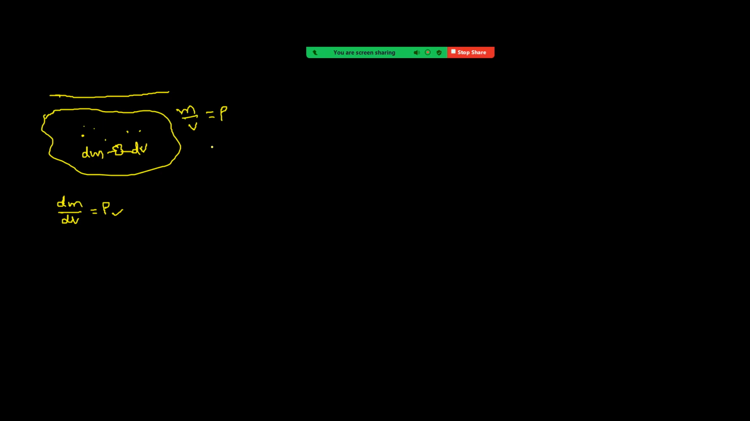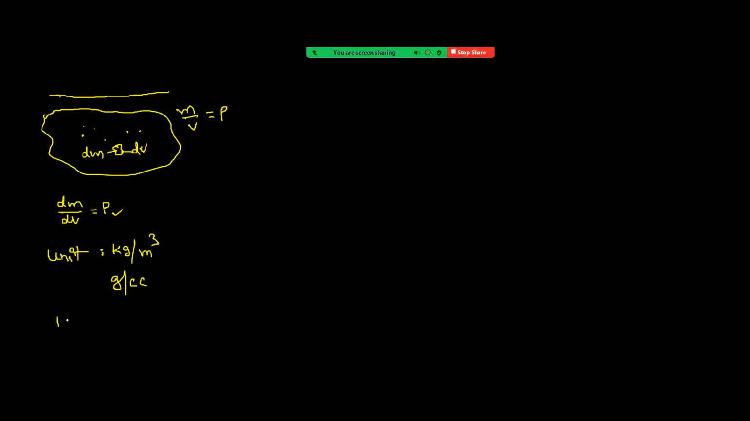And from this definition, we can say the units for density. It is mass upon volume. So it is kg per meter cube, or if you take CGS, gram per cc. So cc means centimeter cube. And you can see the conversion between gram per cc and kg per meter cube.